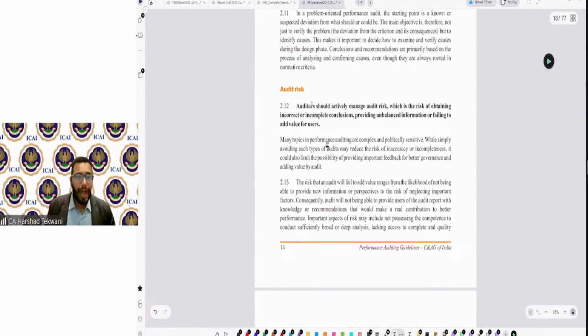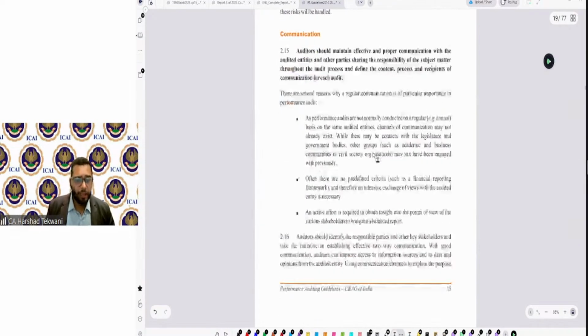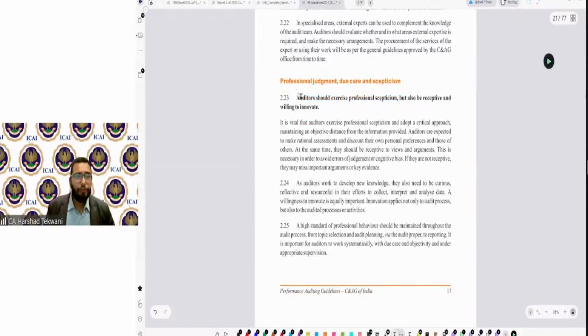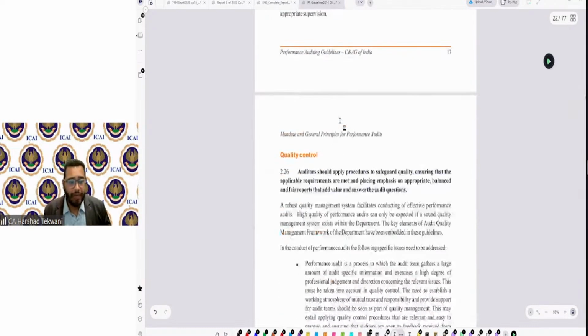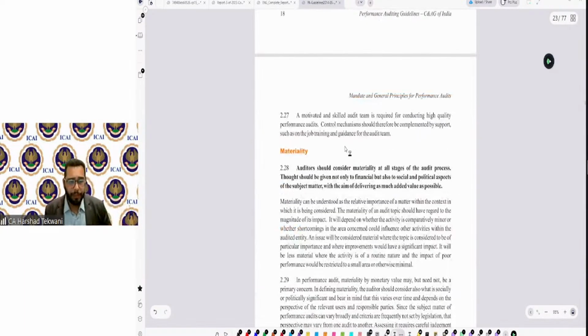Then the auditor should actively manage audit risk. Communication should be there, the way we have seen. Skills: the audit team should have the necessary professional competency to perform the audit. Technical skills should be there. Professional judgment should be involved. Auditors should exercise professional skepticism and professional judgment. Quality control. All these logical things are seen, which are there in an audit.